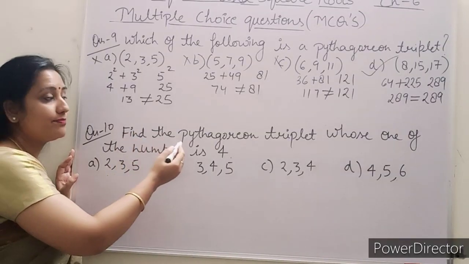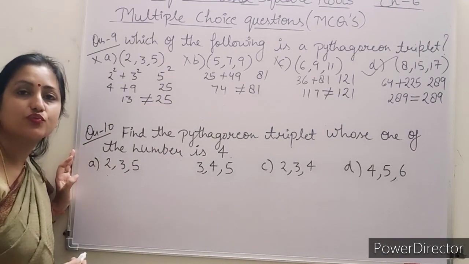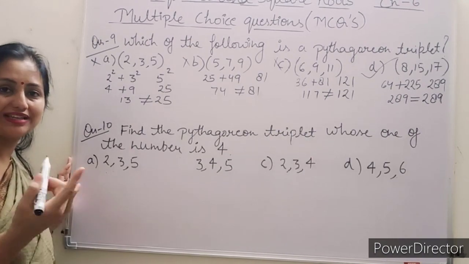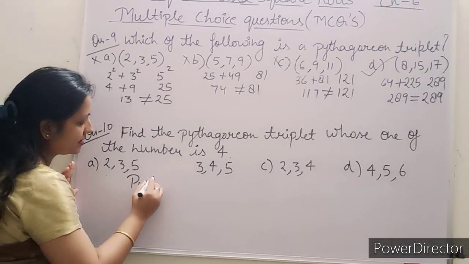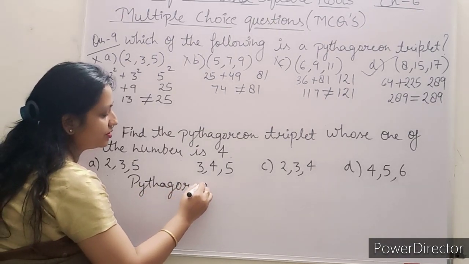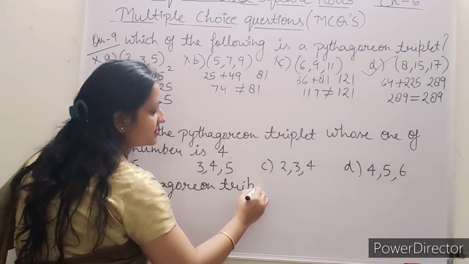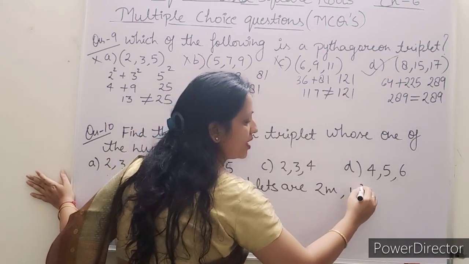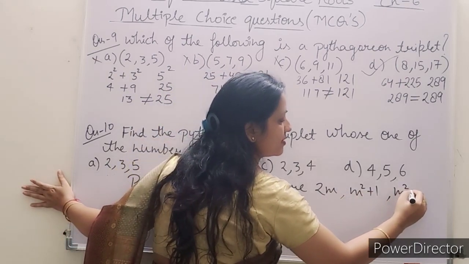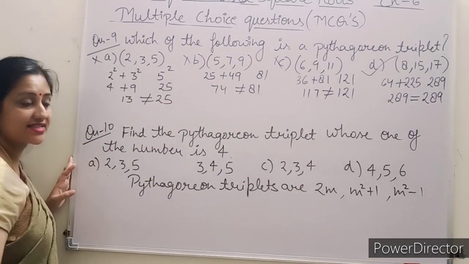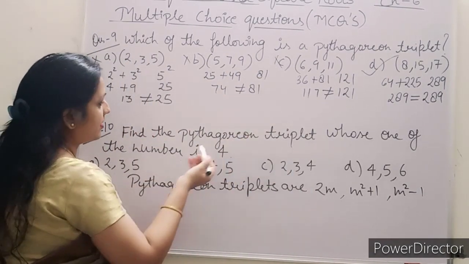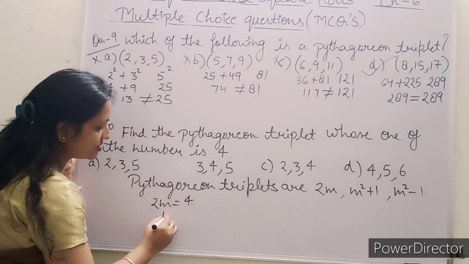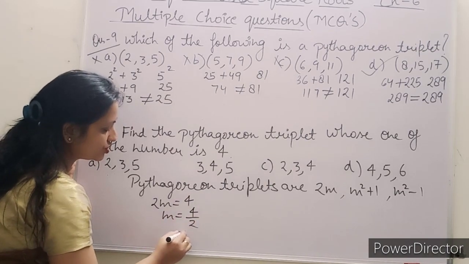Question is, find the Pythagorean triplet whose one of the numbers is 4. So we know that for any natural number m greater than 1, Pythagorean triplets are 2m, m square plus 1 and m square minus 1. Here one number is given, so we will put 4 in any of them. So 2m is equal to 4. So m is equal to 4 upon 2, which is equal to 2.